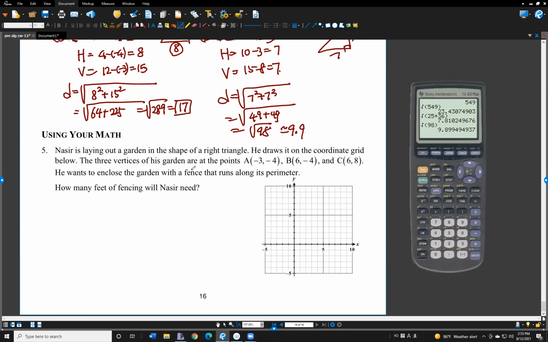We're almost done. All right, we have a point A at -3 and -4. -3 and -4 over here. That is point A. B is just 6 and -4. Okay, where is 6 and -4 over here? And C is where just 6 and 8. 6 and 8. This is C, 6 and 8.